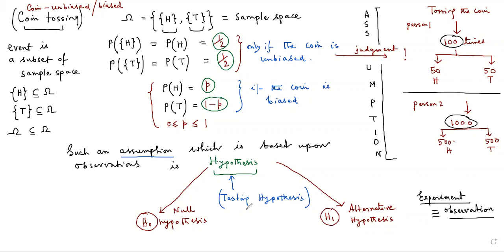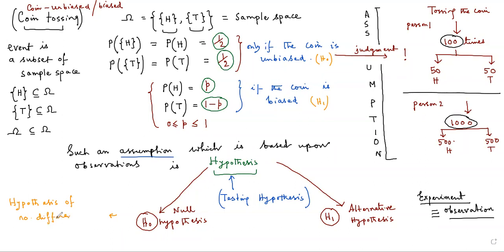So every null hypothesis will be associated with one alternative hypothesis. So if the person is saying that the coin is unbiased, and if this is his null hypothesis, then the complementary event to that, that is, the coin is biased, is actually the alternative hypothesis. Okay, the null hypothesis is actually known as the hypothesis of no difference. Hypothesis of no difference. What does this mean?